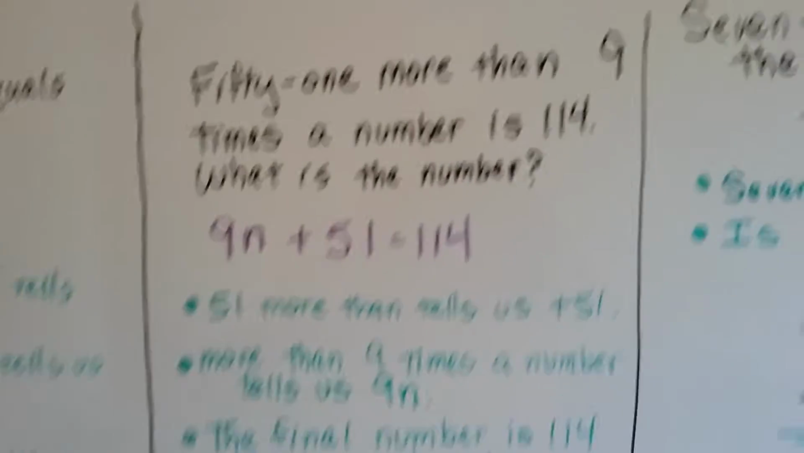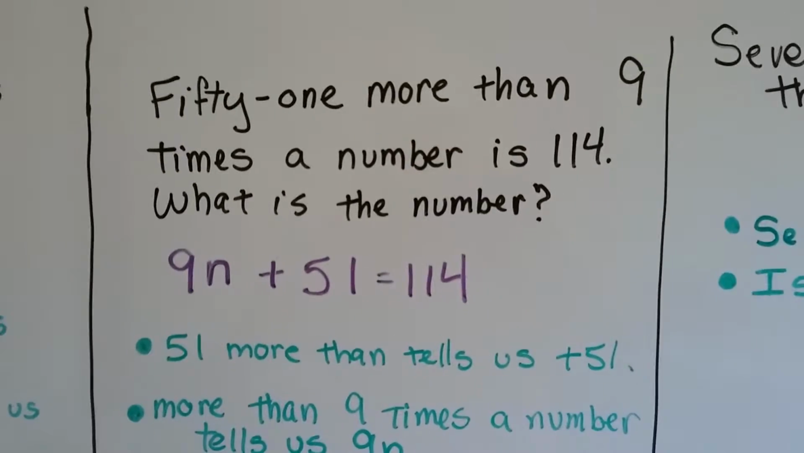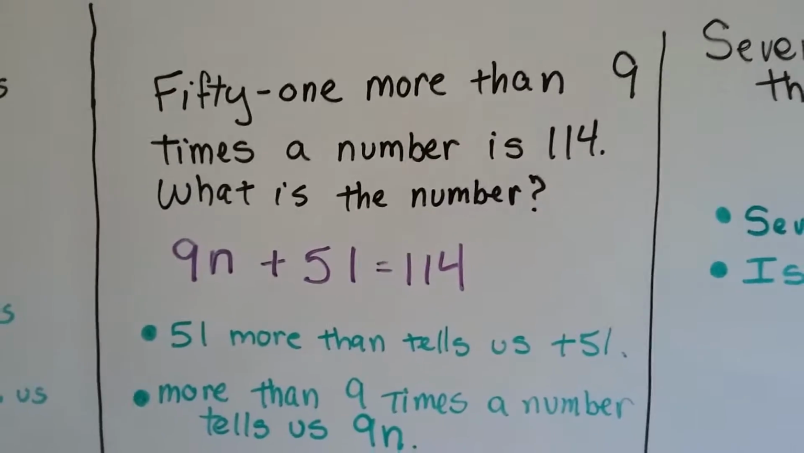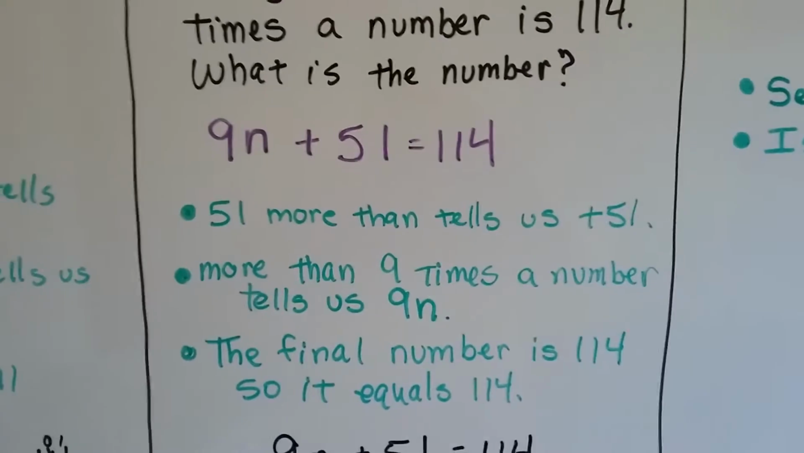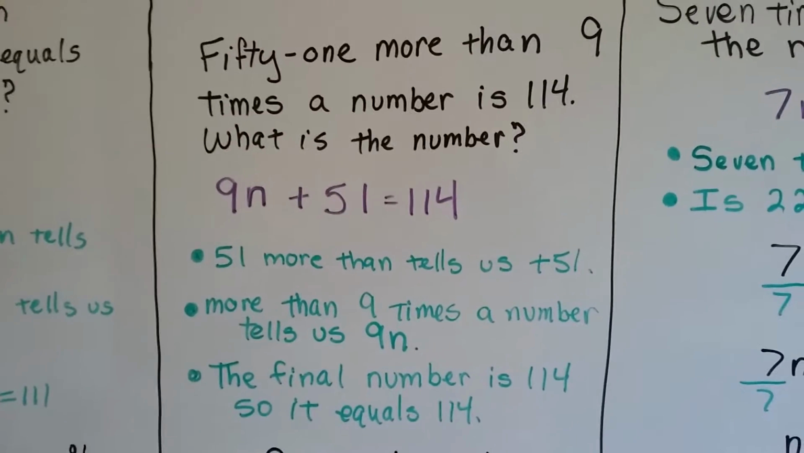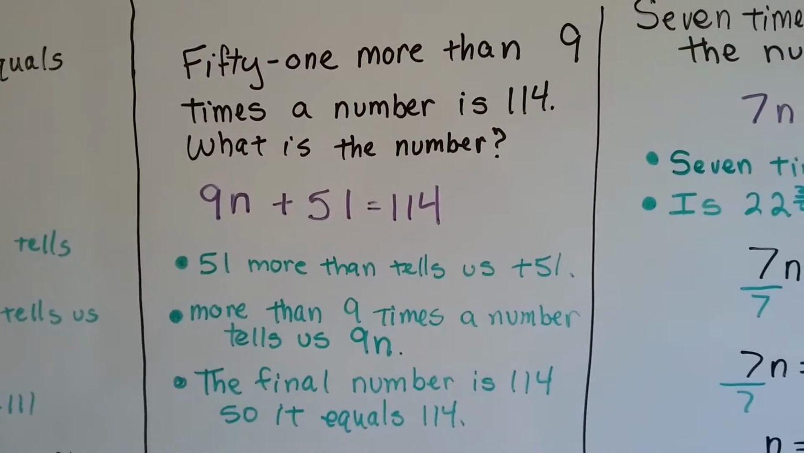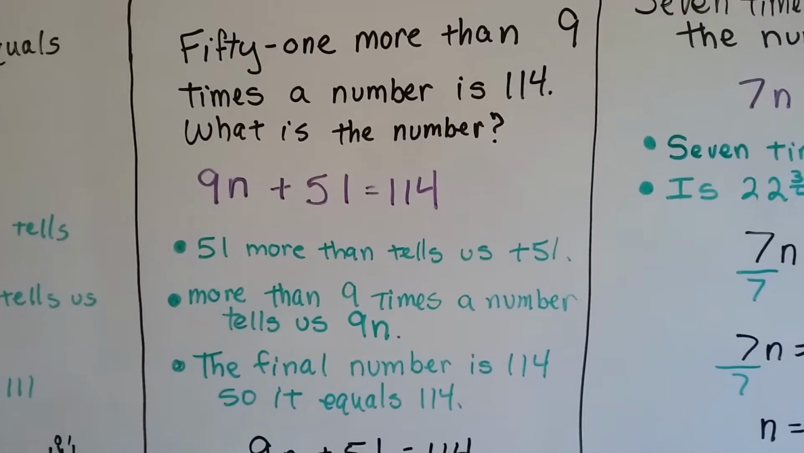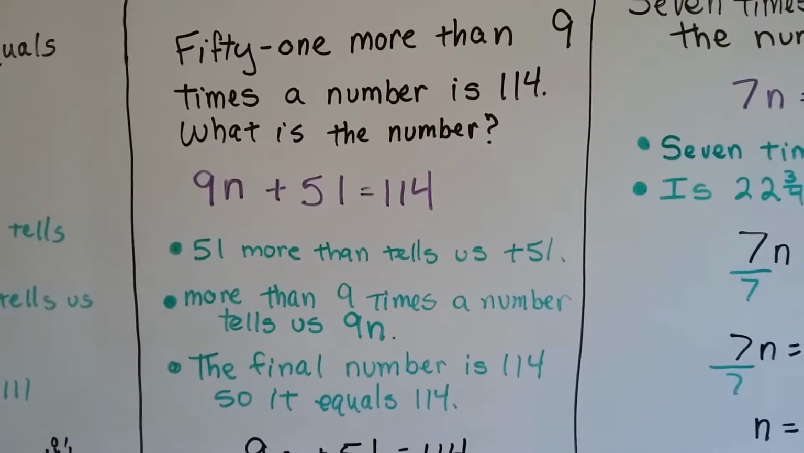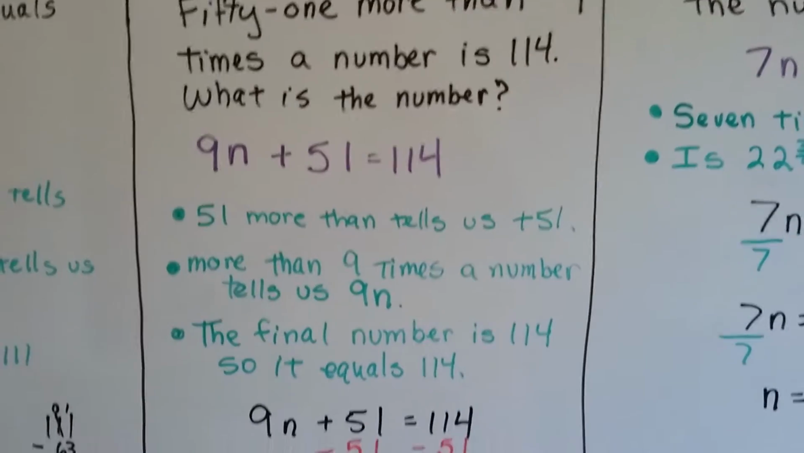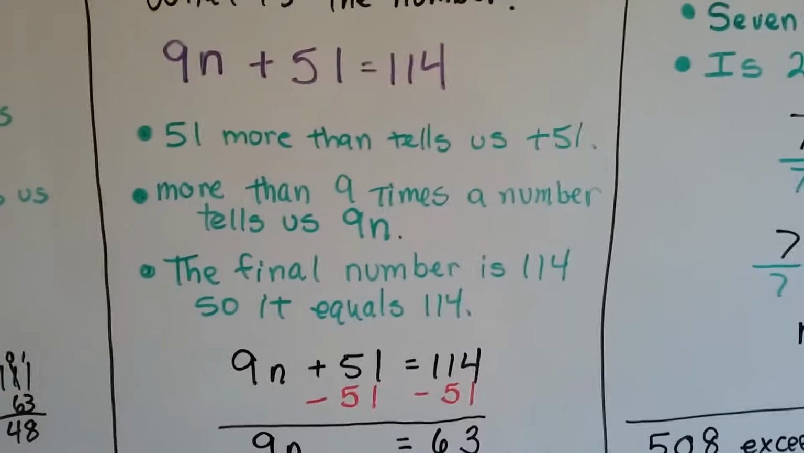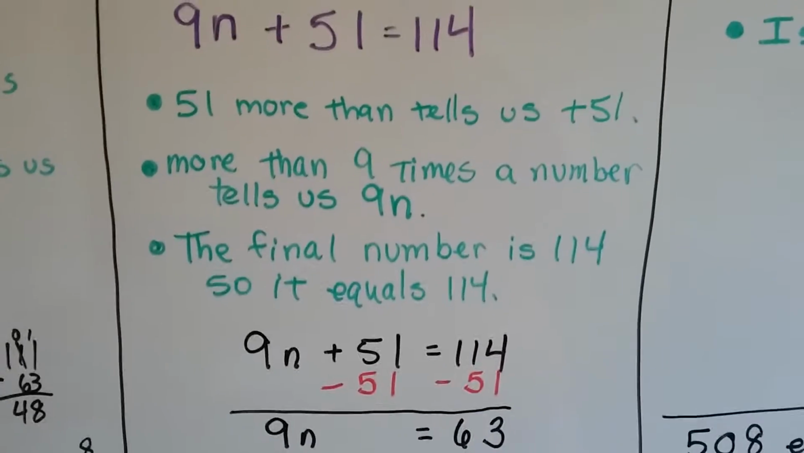Let's try another one. 51 more than 9 times a number is 114. What is the number? Let's see how I got my equation. 51 more than tells us plus 51. More than 9 times a number tells us 9n. The final number is 114, so it equals 114. So I got 9n plus 51 equals 114.